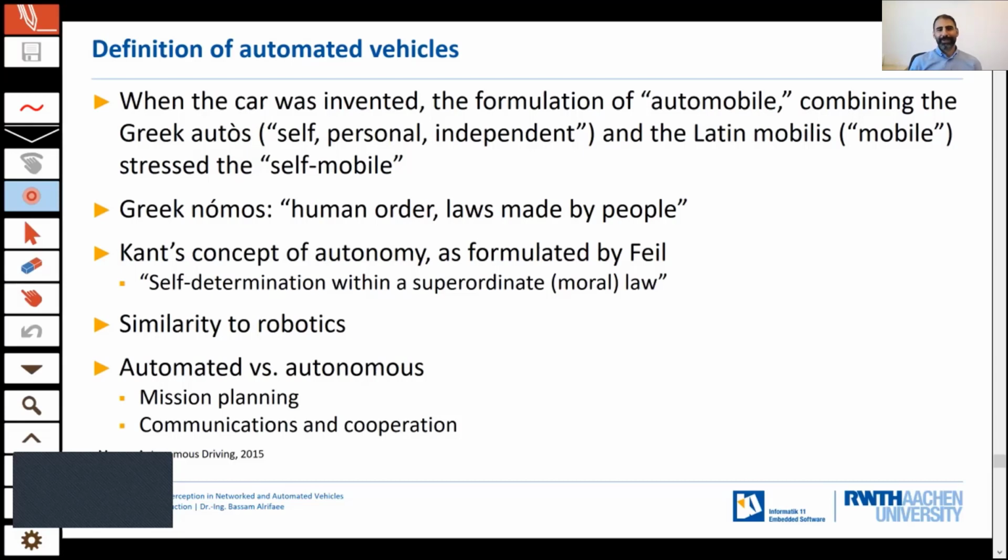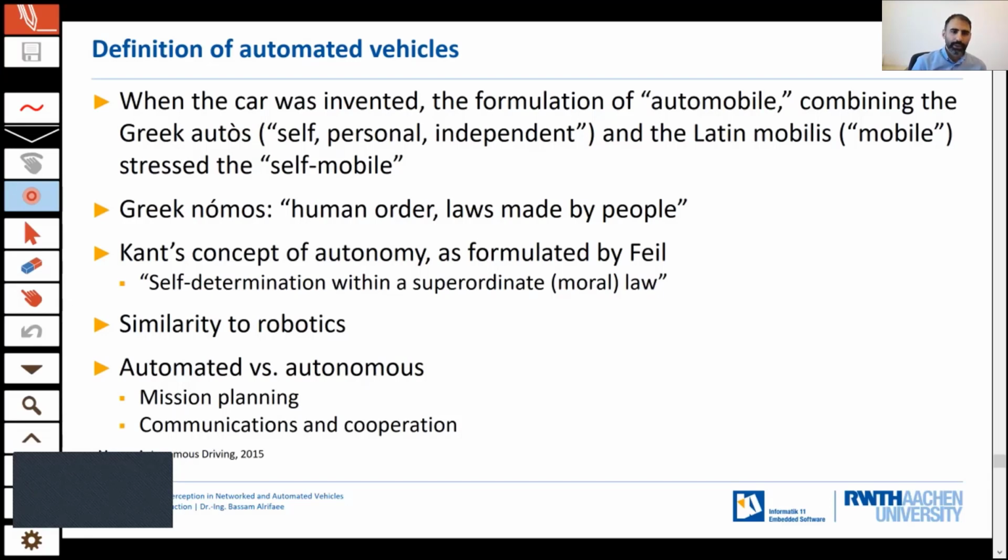Maybe if you are interested, you can read more about it in this book, or you can also use Google to find more about these definitions and concepts.